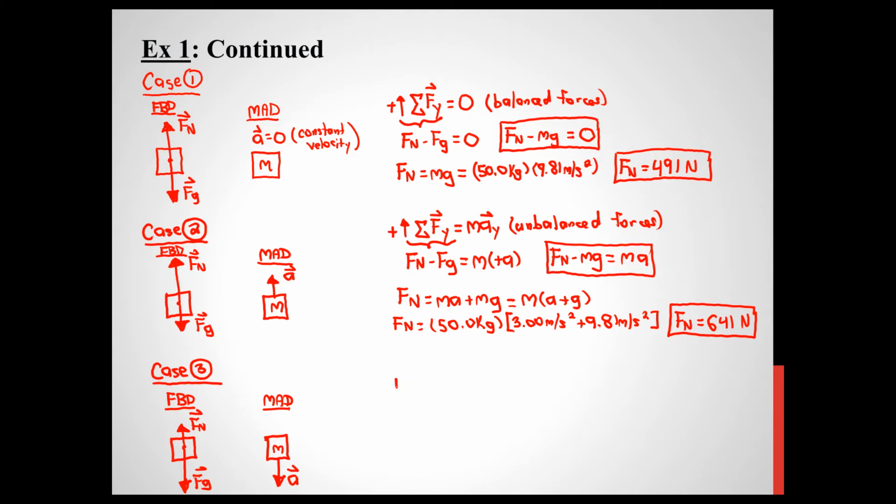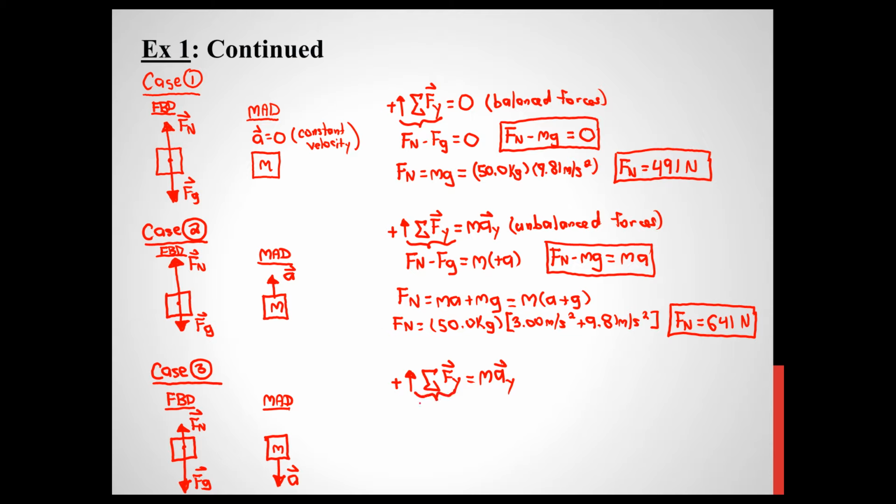Equations of motion. Up is positive. Look at the sum of the forces in the vertical direction, and that's equal to mass times acceleration in the vertical direction. That's the unbalanced forces physics principle. Again, I'm not going to write that down because I've already done it.